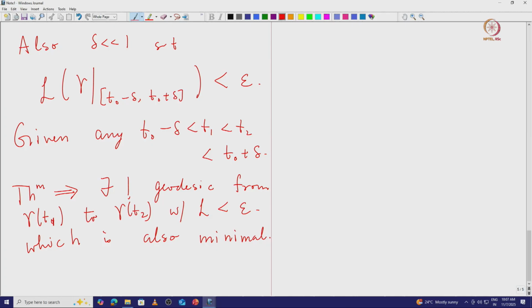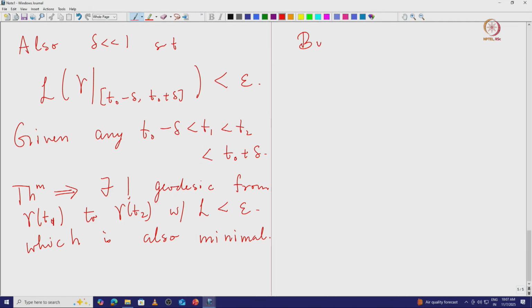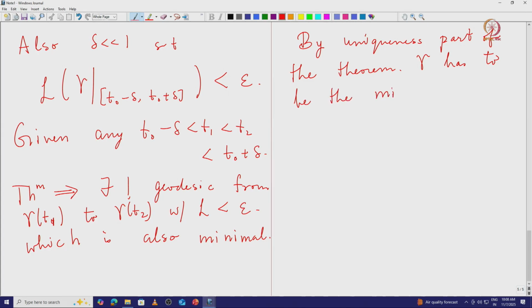But then we already have a geodesic connecting gamma of T1 and gamma of T2, right, namely gamma itself. So that has to be the geodesic that the theorem is referring to. Okay. So by the uniqueness part of the theorem, gamma has to be the minimal geodesic from the theorem, and hence we are done.